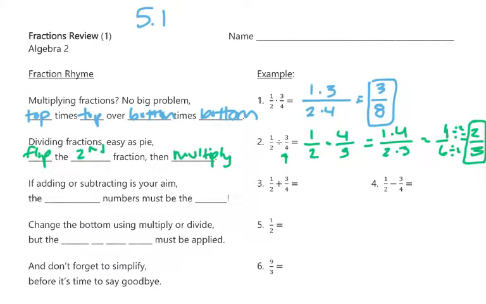Alright, next piece. If adding or subtracting is your aim, the bottom numbers must be the same. So that's subtracting and adding, and so taking a look at what we have here, we have 1/2 and 3/4, and so 2 needs to become a 4. So we're going to multiply the top and the bottom of this first fraction by 2 to end up with 2 over 4, and then adding that to 3 over 4. All we need to do then is add the top, and so it's 5, and then it's still 4 at the bottom. You don't make that 8.